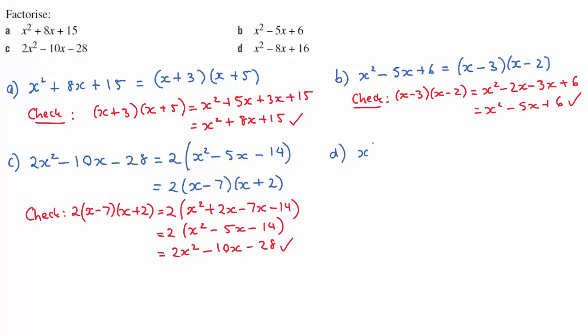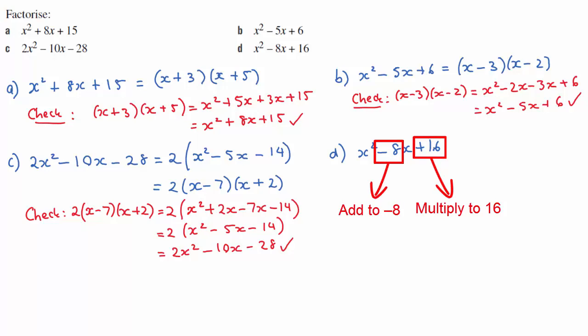Our last example is x squared minus 8x plus 16. So again, we're looking for two things that multiply together to give us 16, but when they add together, they give us negative 8. So two things that multiply to give us 16 would be 4 and 4. However, if we add 4 and 4 together, we don't get negative 8, we get positive 8. So what we can do instead is take negative 4 and negative 4. That still gives us 16, but when we add them together, we get negative 8.